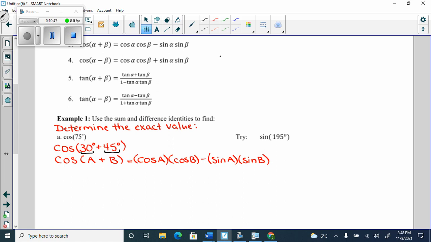So when I go to write out my formula, I'm going to go cos 30 degrees plus 45 degrees. And I'm just going to match stuff. So cos 30 degrees, cos 45 degrees, minus sine of 30 degrees, sine of 45.